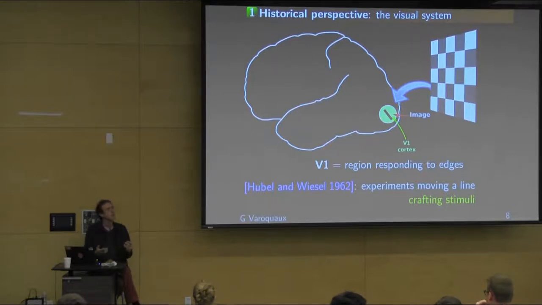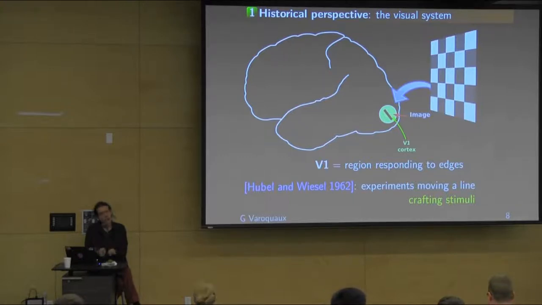And so if we take a step back and we look at the history of understanding the system, there's an important moment, which is when Hubel and Wiesel did experiments that revealed the functional property of the primary visual cortex, V1, that is a region that responds to edges.